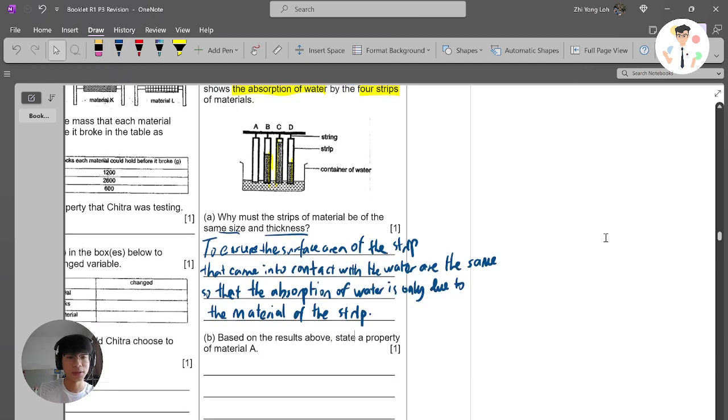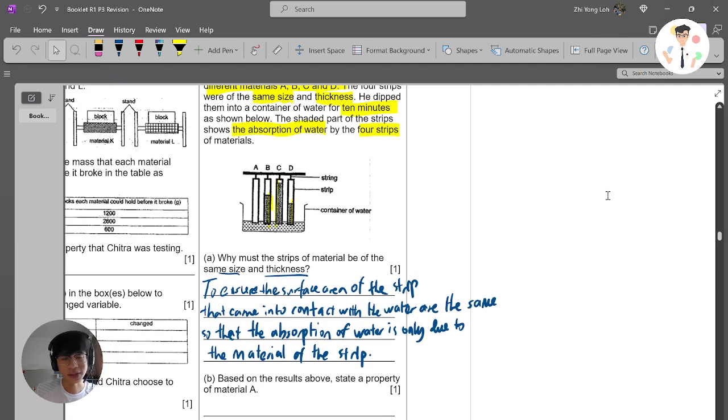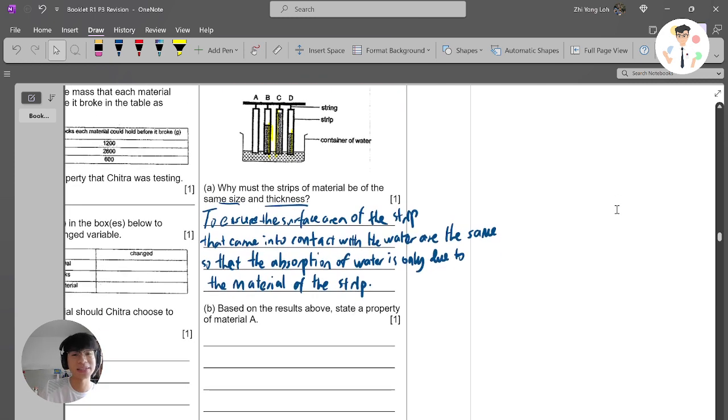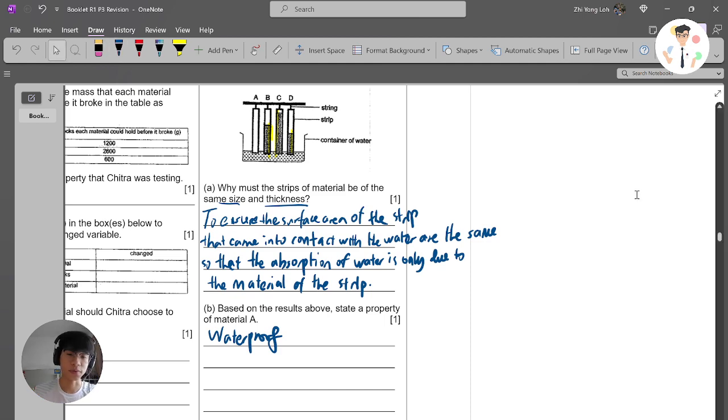Now B, based on the result above, state a property of material A. Now look at material A. Does it have any water absorbed in? Seems like no, right? Because there's no black or shaded color mark there. So basically we know that this is not absorbing any water. Therefore, it has the property called waterproof. Waterproof. Okay, this is a good one.